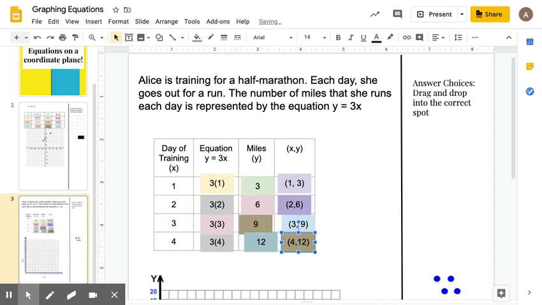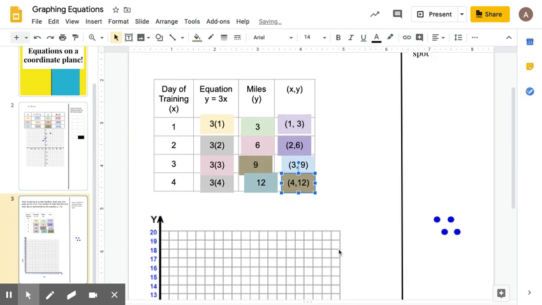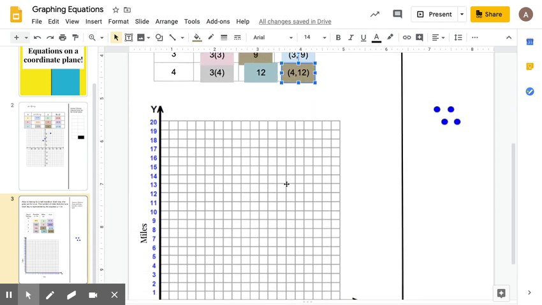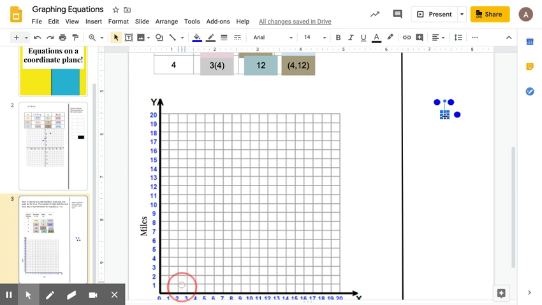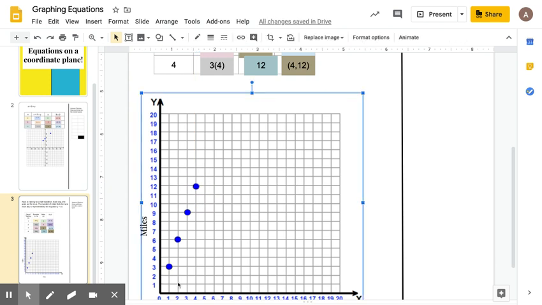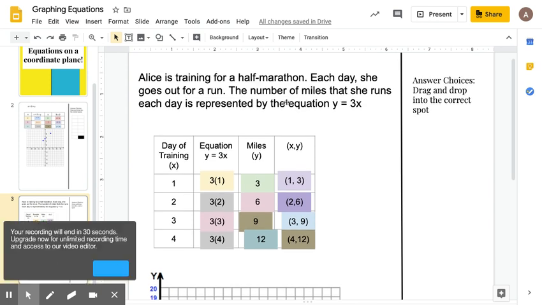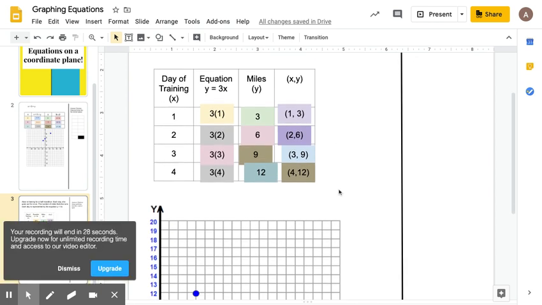Okay? So now to graph how much Alice runs, I'm just going to go ahead and plot these values. So my first one was over 1 and up 3. Then I had over 2 and up 6. Over 3 and up 9. And you can see that this is starting to turn into a line. This is the line that represents my equation. This line right here represents the equation y equals 3x.